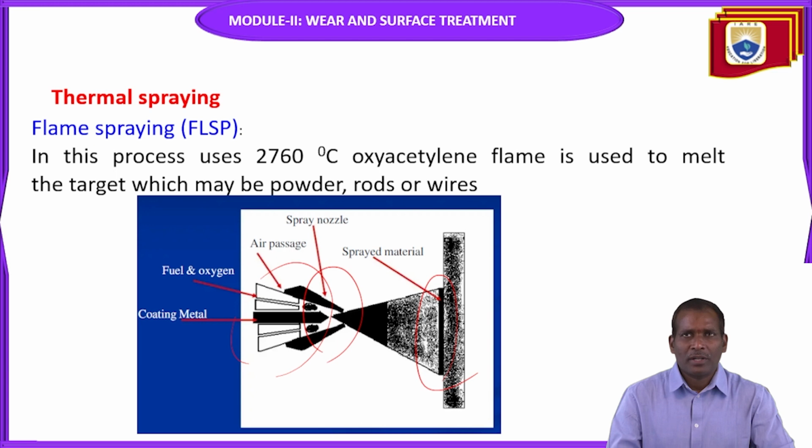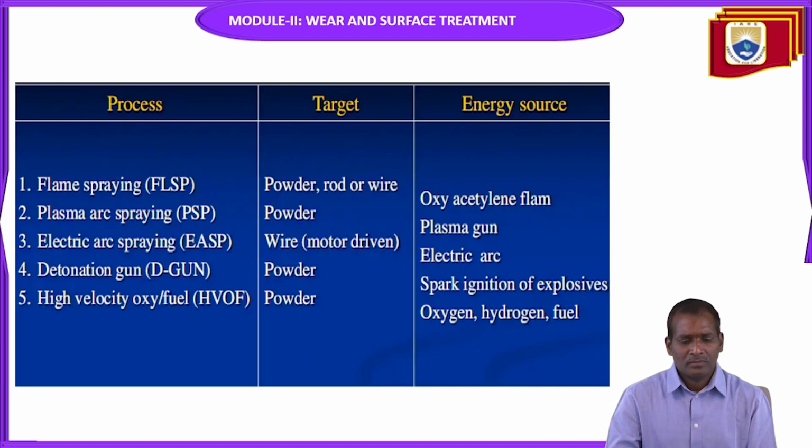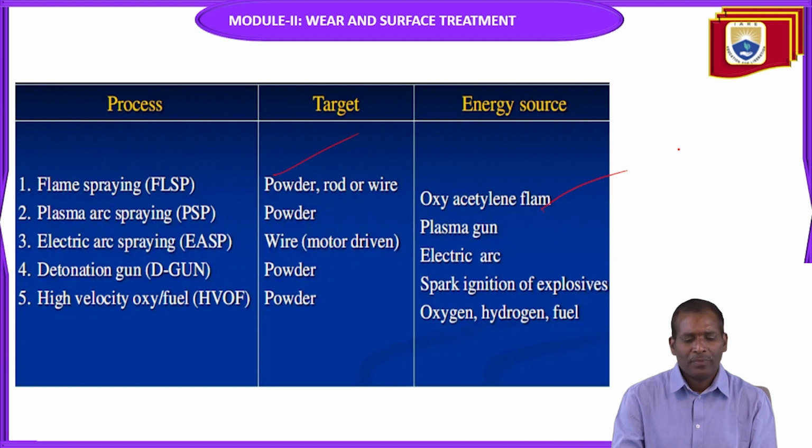The target may be powder, rods or wires, whatever it may be, but first we have to melt the material at 2760 degrees centigrade in a flame. So the remaining processes are, see, the flame spraying process: the target is powder, rod or wire. The energy source is an oxyacetylene flame.